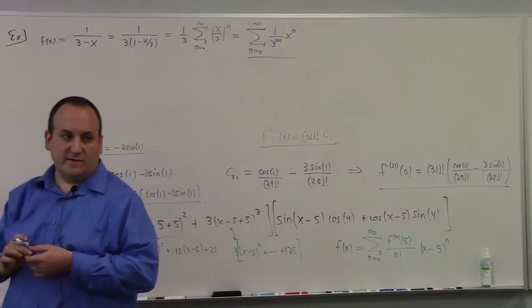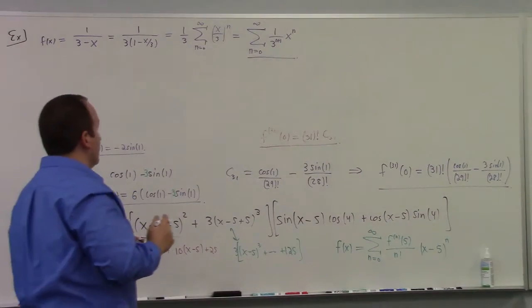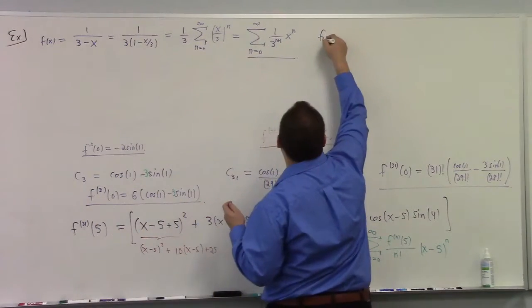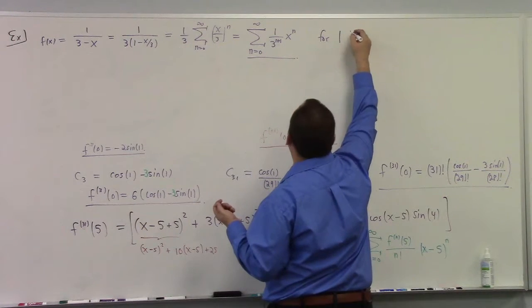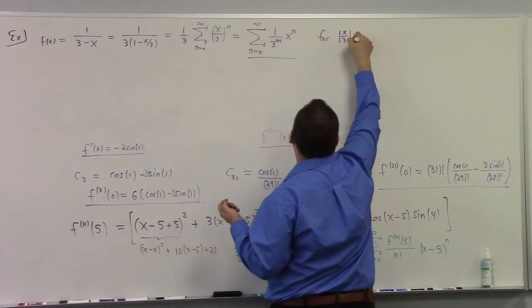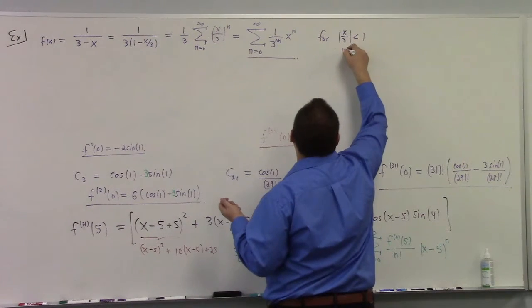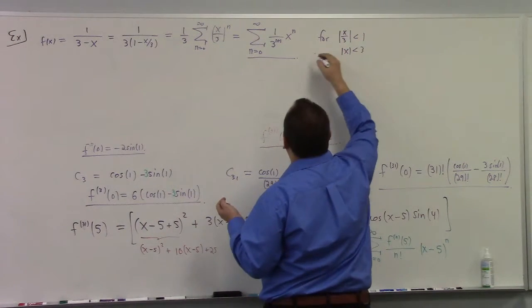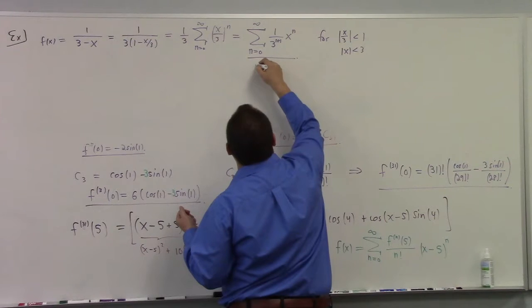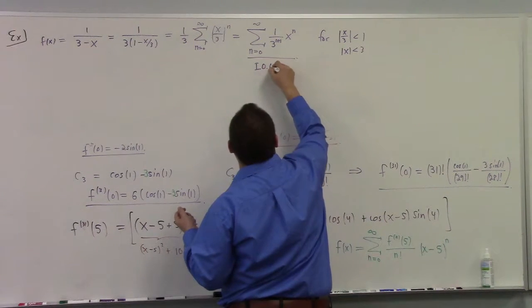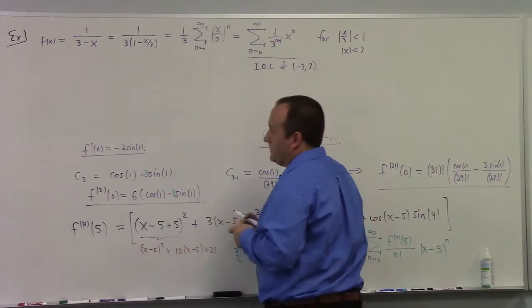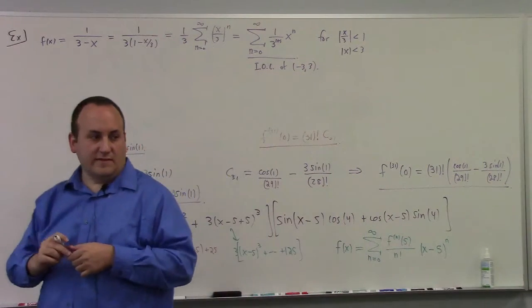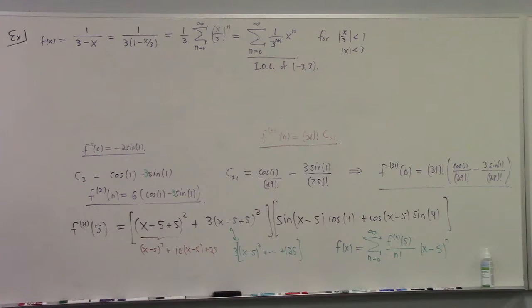Where is that series expansion good? That's for the absolute value of x over 3 less than 1, aka the absolute value of x less than 3. In other words, this has the interval of convergence of minus 3 to 3, right? Endpoints not included, because this is geometric, it loses both of them, all right?